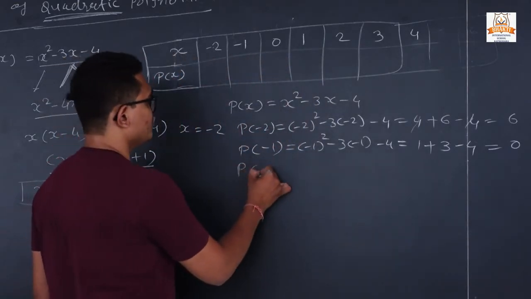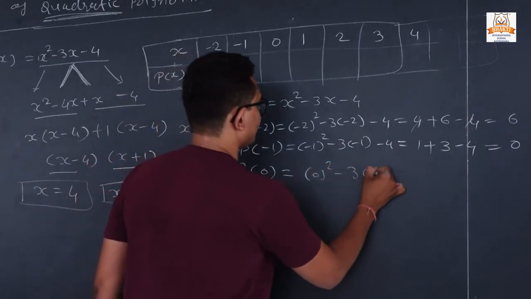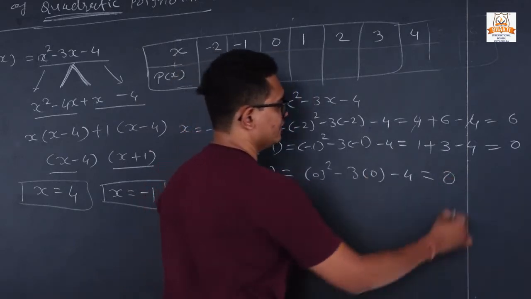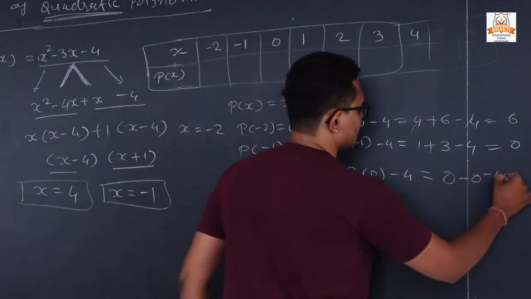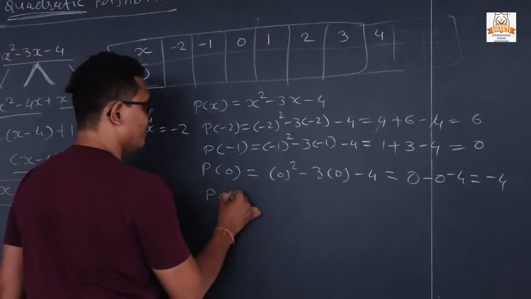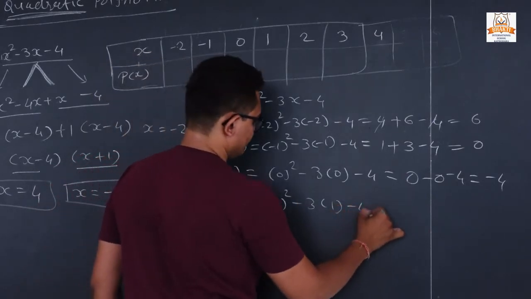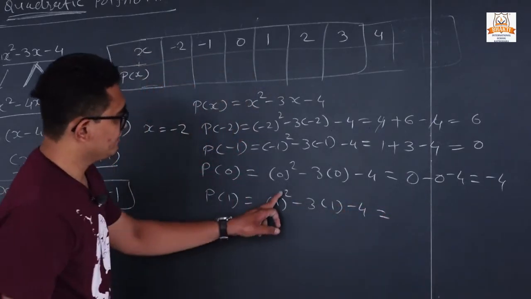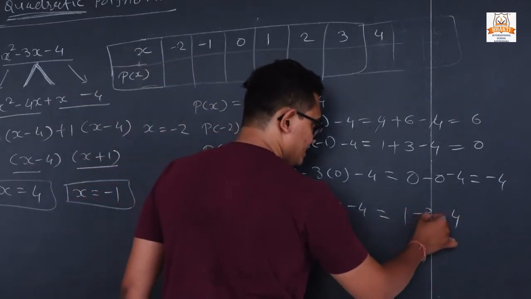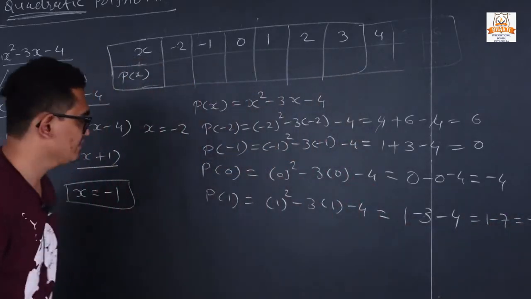Next we will put p of x is equal to 0. So 0 square, minus 3 in bracket 0, minus 4. 0 square is 0, 3 into 0 is once again 0, and minus 4. So the answer will be -4. Then we will put p of 1. So 1 square is 1. 3 ones are 3. Minus minus plus, so 1 plus 3 minus 4... the value comes to -6.